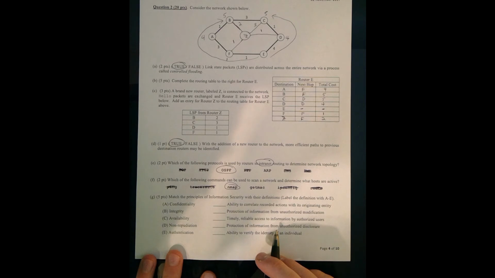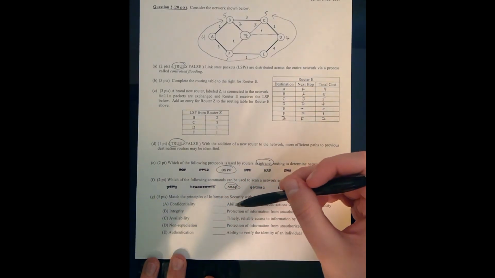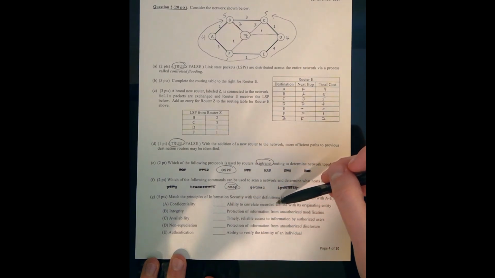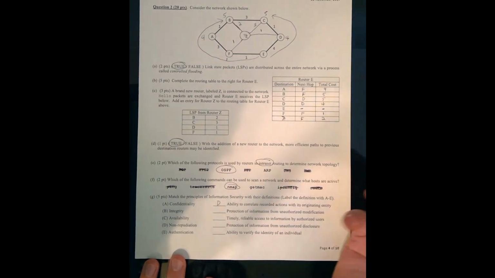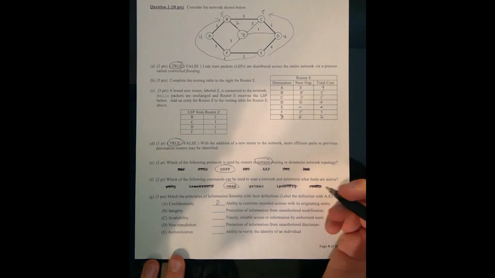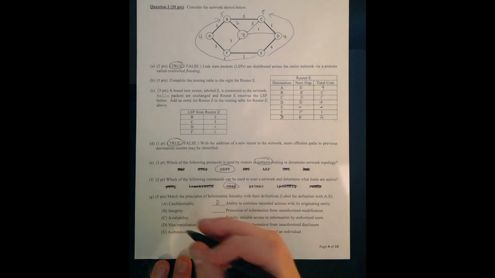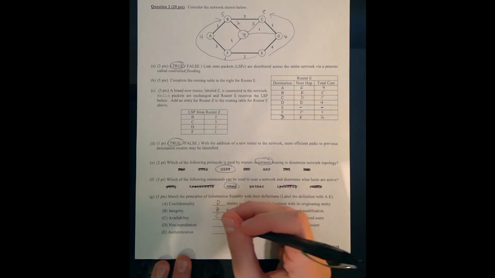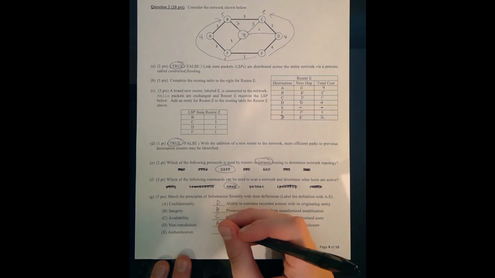So finally, part G, 5 points. We're just matching the terms to the answer. So ability to correlate recorded actions with its originating entity, non-repudiation. You should have these definitions on your equation sheet and be able to match them in case they show up on the exam. Protection of information from unauthorized modification, that's integrity, is modification. Reliable access to information by authorized users, that's availability. Protection of information from unauthorized disclosure is confidentiality.